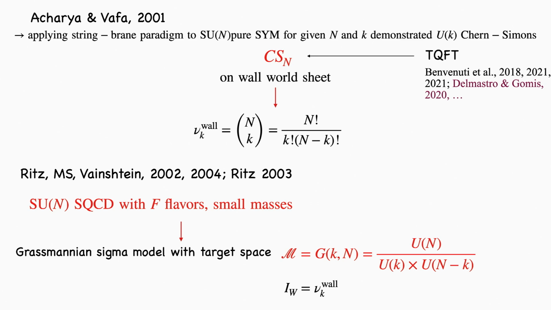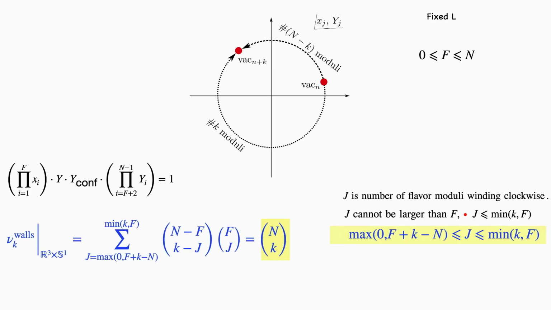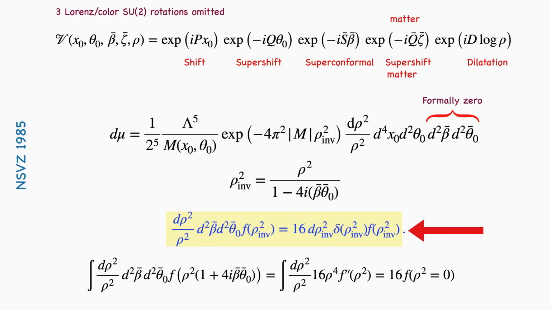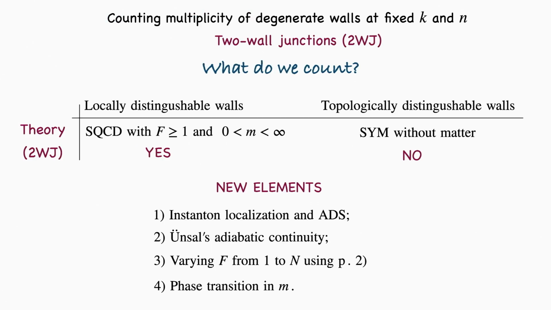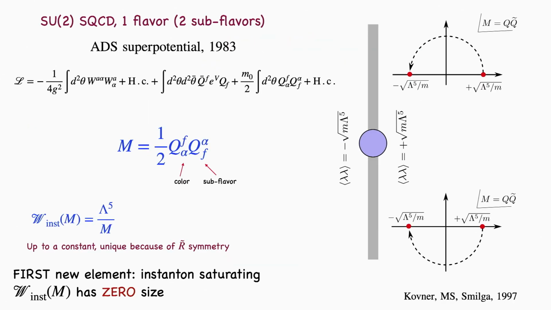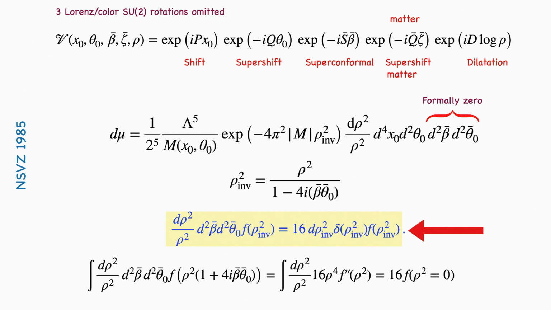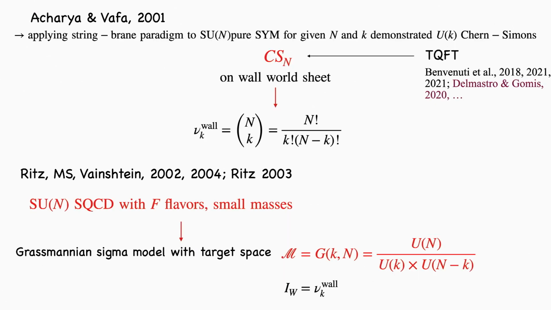However, as for Acharya and Vafa, people very quickly realized that it's not the case. What happens with Acharya and Vafa is that on the wall sheet of the domain wall, there appears a topological quantum field theory, Chern-Simons, at a certain level related to N, for the gauge group U(K).